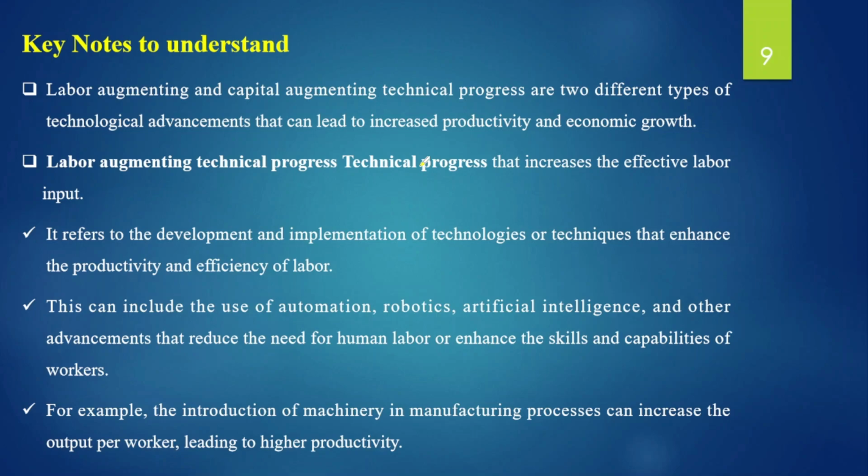So this can include the use of automation, different automated systems, robotics, artificial intelligence, and other advanced technologies that reduce the need for human labor or enhance the skill and capability of workers. For example, the introduction of machinery in manufacturing can increase the output per worker, leading to higher productivity.